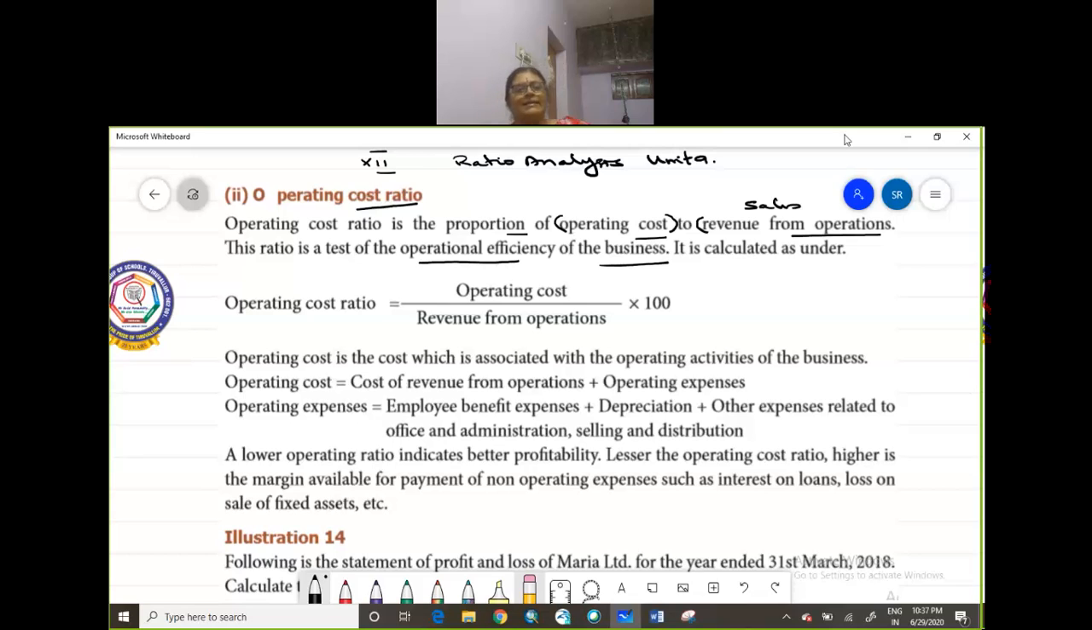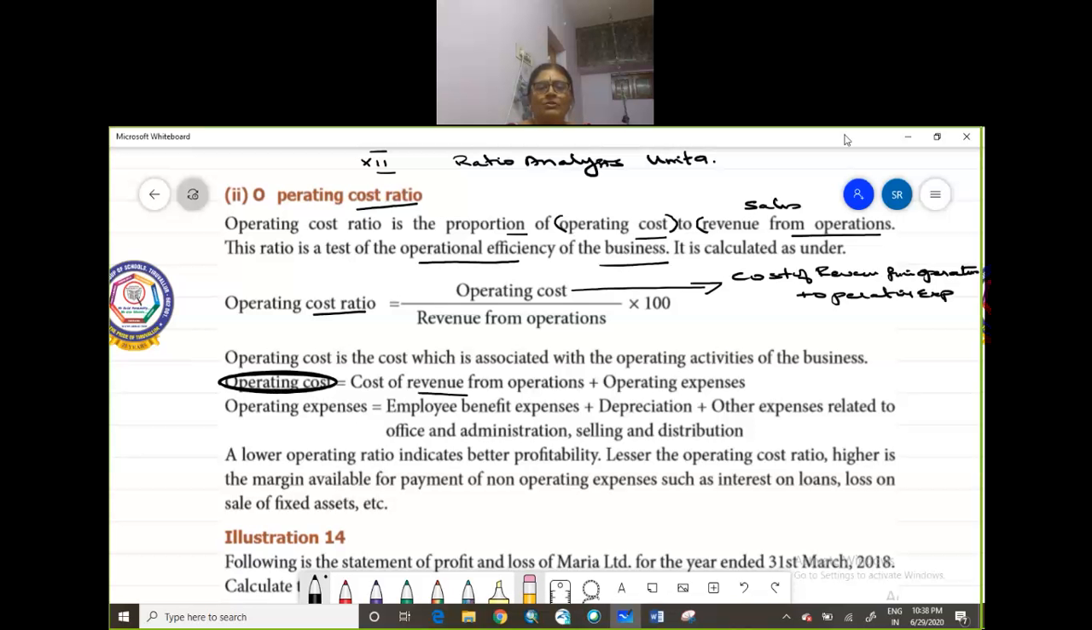And how is it calculated? Operating cost ratio is operating cost divided by revenue from operations into 100. Now, how to calculate operating cost? Operating cost is nothing but cost of revenue from operations plus operating expense. Okay, so here operating cost is equal to cost of revenue from operation plus operating expense.